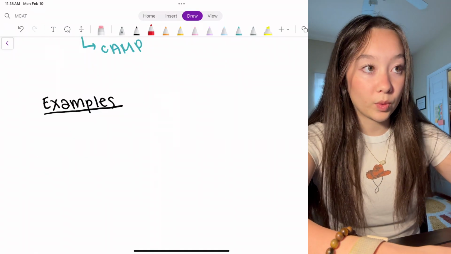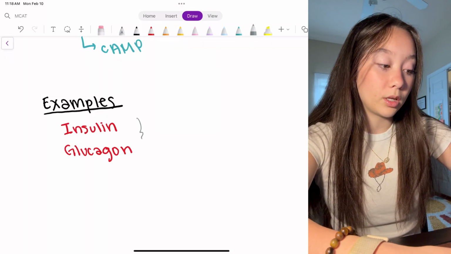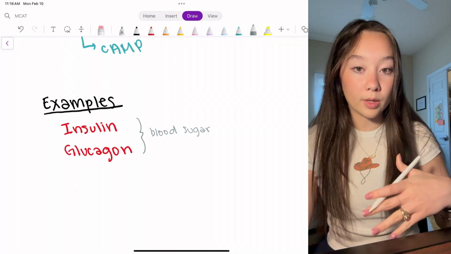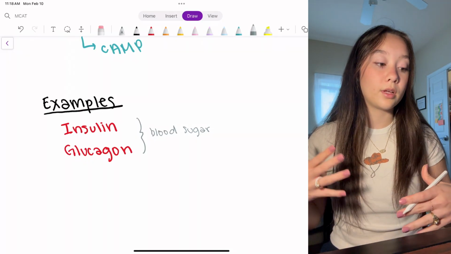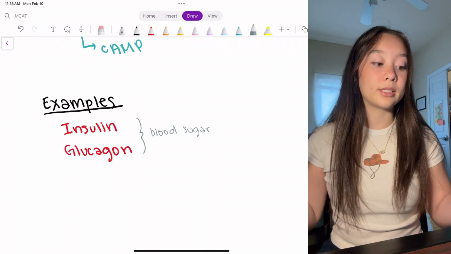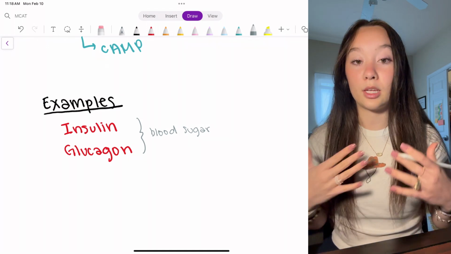So first we are going to start with insulin and glucagon. These are our blood sugar hormones. If you remember from the biochemistry pathways video of glycogen synthesis and breakdown and their hormones, insulin and glucagon are from the pancreas, and they are important in regulating blood sugar levels.